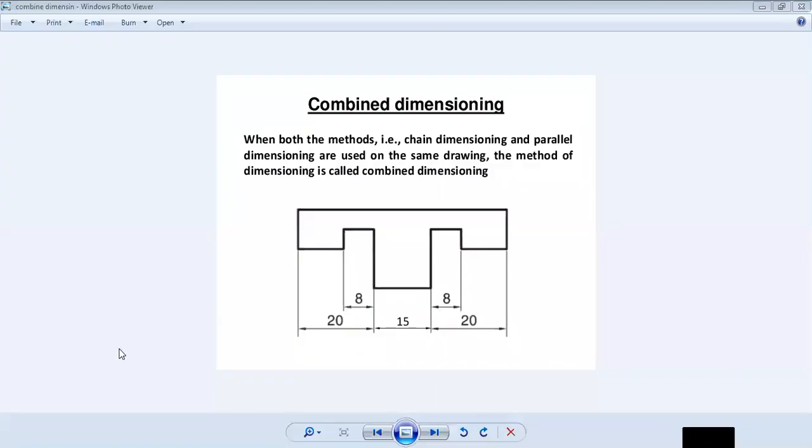See, this is combined dimensioning, chain as well as parallel. Because if we are having multiple dimensions, a lot of shapes together like this, just imagine we are having this kind of geometry. Then what would happen if I follow only one method? Then it will be like this.